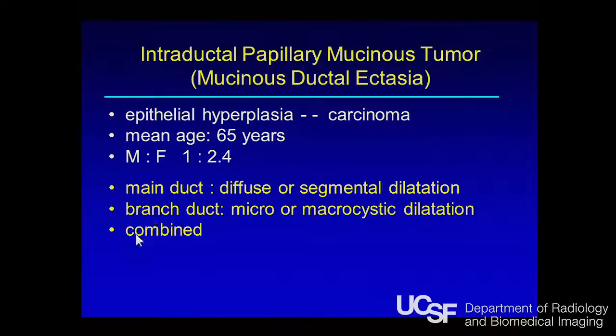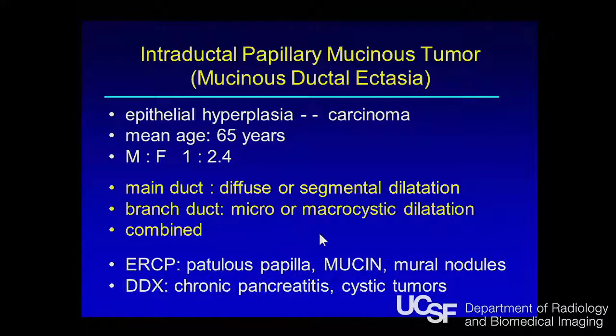And then you have a combined ductal type where you have involvement of both the main duct but also of the branch ducts. I can tell you that the main duct type has worse prognosis. The branch duct type obviously has better prognosis. The combined duct type carries the same prognosis as the main duct type, so a worse prognosis.